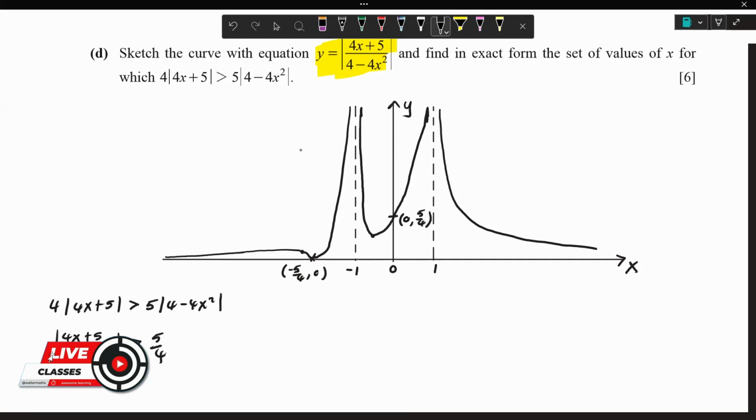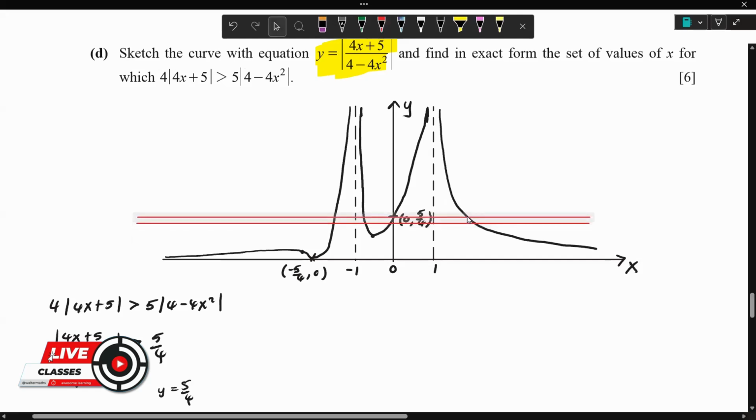Okay, good. So when it is like this, we have two graphs, the modulus graph and the graph of y is equal to 5 over 4. The graph of y is equal to 5 over 4 is represented by this line, which has to pass through 5 over 4. So like this. So that's the line, y is equal to 5 over 4. So when we say greater, it means the modulus graph is vertically above.